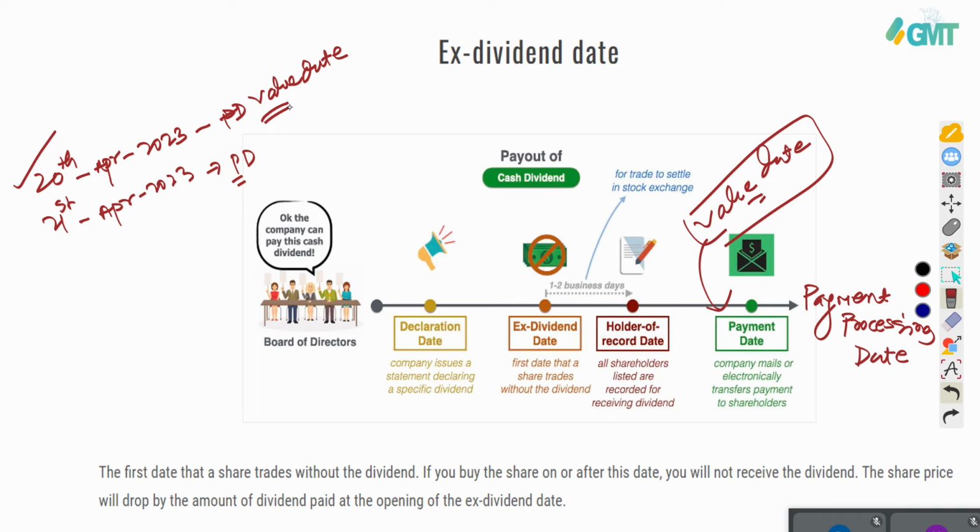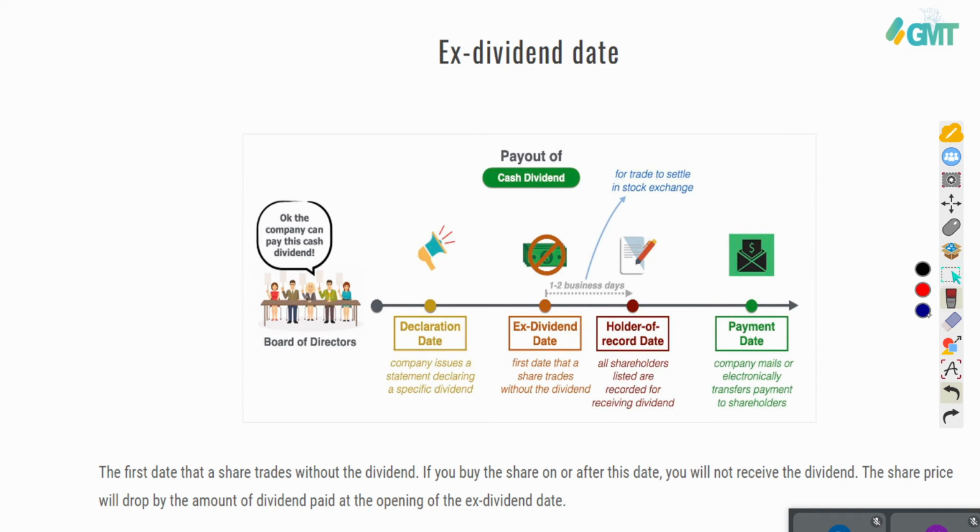But yes, the important ones are ex-date, record date and payment date. They play a very crucial role in the corporate action cycle. One date is missing from this particular presentation. Can you tell me, if you can guess, which date is missing? Because without that date, this corporate action cycle is kind of incomplete. So one date is missing.